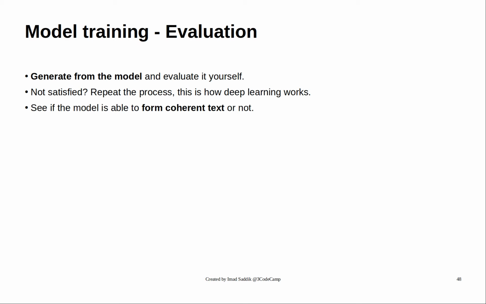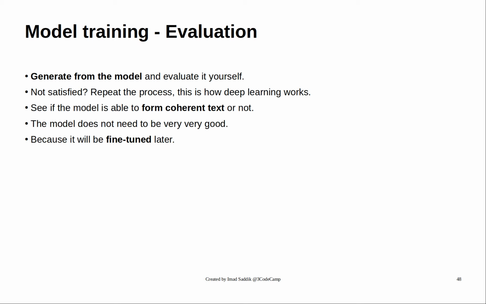During evaluation, check if the model can produce clear and meaningful text. This is the important thing. If the model can produce coherent text, then you are good to go. The model does not need to be perfect at this stage because this is just the pre-training step. The goal here is to make sure the model understands the language you are training it on. Later, we will fine-tune it to make it more useful. Ready? Let's start coding.